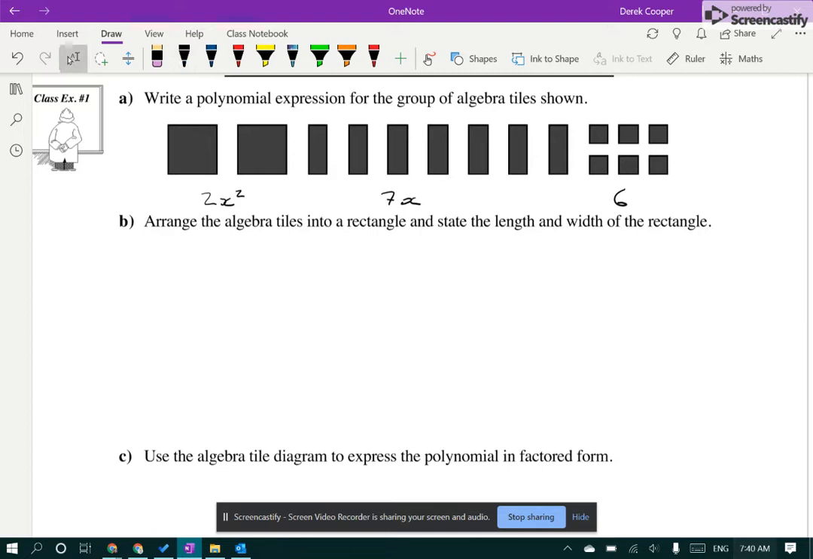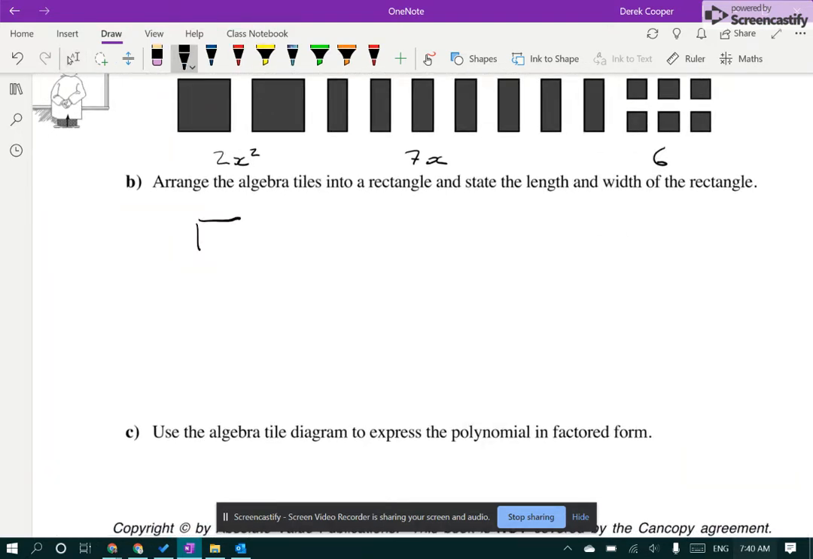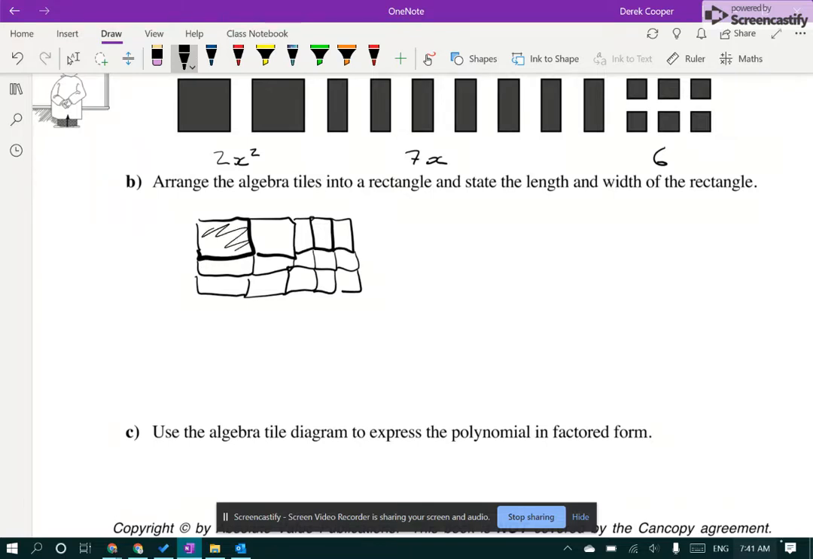What it wants us to do is arrange it into algebra tiles. With a little bit of fiddling, we end up with something like this. There's our 2 x squared tiles, the 7 x tiles, and the 6 unit tiles, and all of this is shaded in. This allows us to find our two sides.